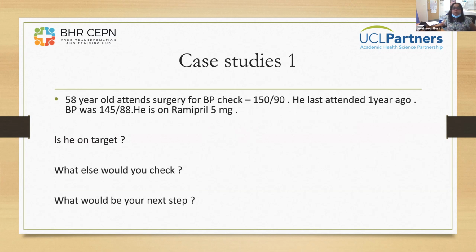Okay. So I've got this 58-year-old man in the surgery for a blood pressure check. He's attending surgery. His blood pressure is 150/90. Last year when he attended, the blood pressure was 145/88. He's on Ramipril 5 mg, which is a blood pressure tablet. And just to remind the people that are not clinicians here, this is a tablet that can cause cough. Just as a reminder, but it's got nothing to do with the case study. I thought I'd just use that opportunity.